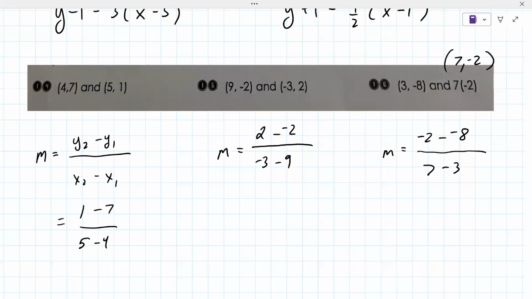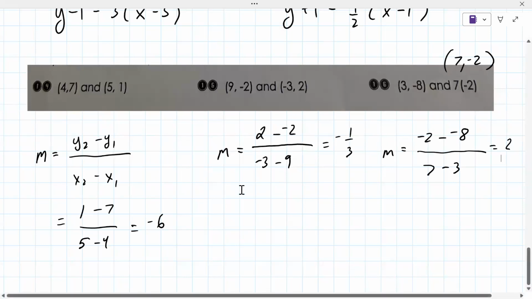Okay, so for the slope for 14, I got -6. The slope for 15, I got -1/3. And the slope for 16, I got 2. You got 4 over -12. That looks good. This is 6 over 4.